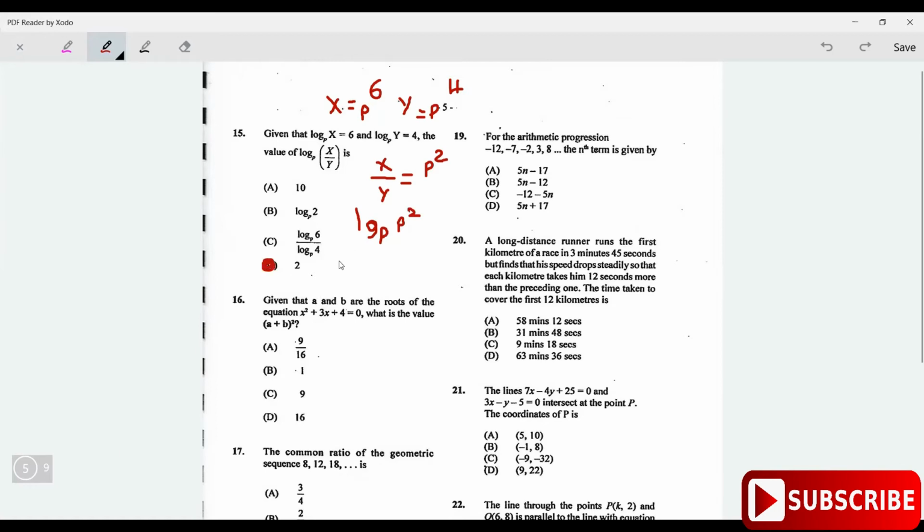And the log of p squared is 2. How do I know that? By rules of logarithm, we can bring down the 2 and you get 2 times log to base p of p. And that is 1. So this works out to be 2.